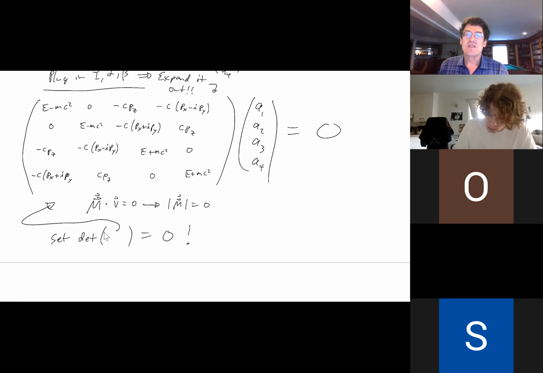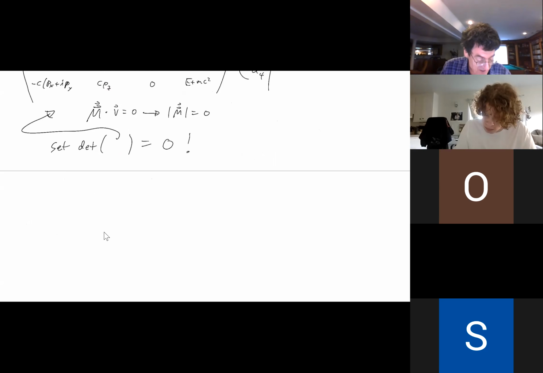Okay? And that's not hard either. It's a 4x4 matrix. Just do the determinant. Blah, blah, blah, blah, blah. All the algebra, I'm not going to do it. It's just way too tedious. But it's not hard. So go do it and set it equal to 0. And that gets you the eigenvalues.